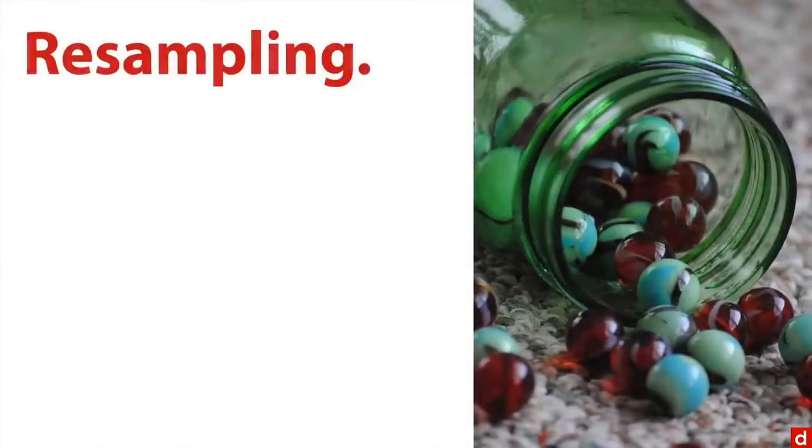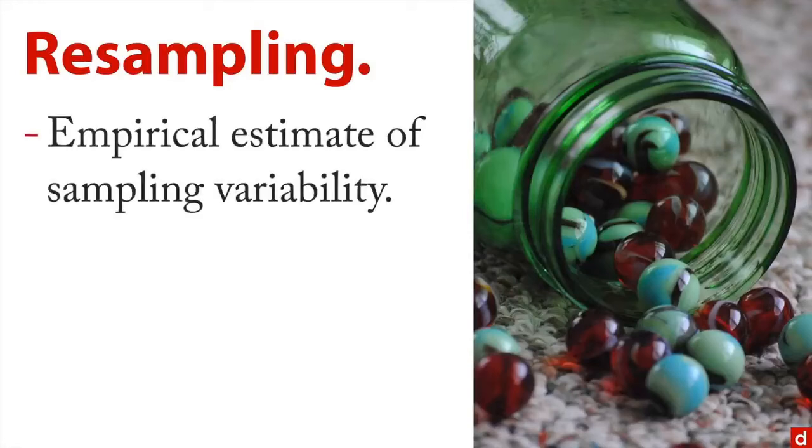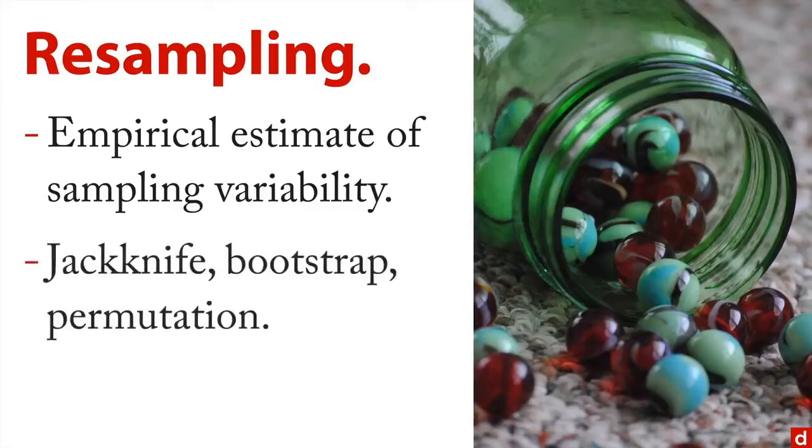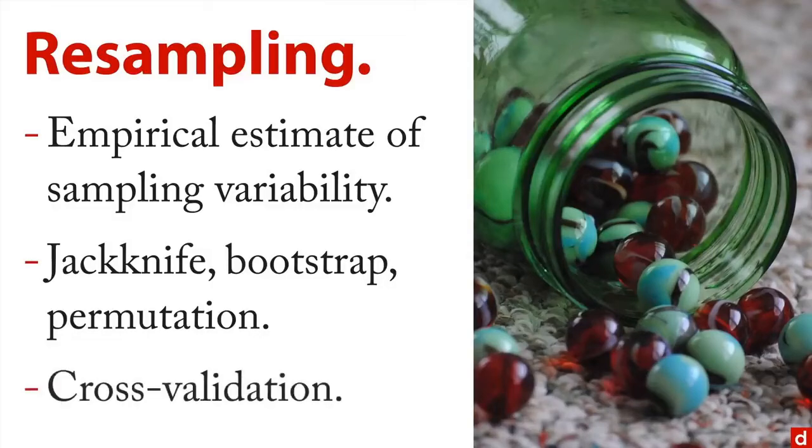Next is the principle of resampling. And that's like pulling marbles repeatedly out of a jar, counting the colors, putting them back in and trying again. That's an empirical estimate of sampling variability. So sometimes you get 20% red marbles, sometimes you get 30, sometimes you get 22, and so on. There are several versions of this. They go by the names the jackknife and the bootstrap and the permutation. And the basic principle of resampling is also key to the process of cross-validation. I'll have more to say about validation later.